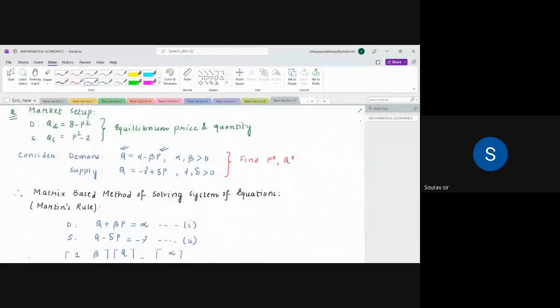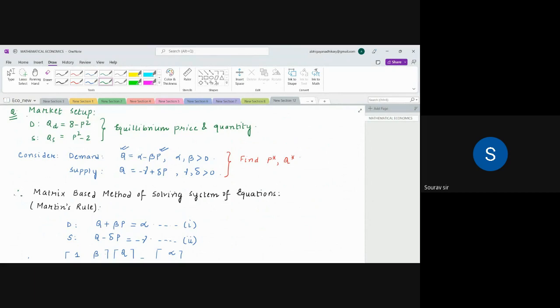Since we are mostly interested in application of some mathematical methods to economics, we started off with some economic equations itself. So let us say that the demand function is Q equals alpha minus beta P. Why is it taken in this way? Because demand is inversely related to price. And the supply function is Q equals minus gamma plus delta P. And since supply is positive, we have a plus, where alpha, beta, gamma, delta, all of them are positive.